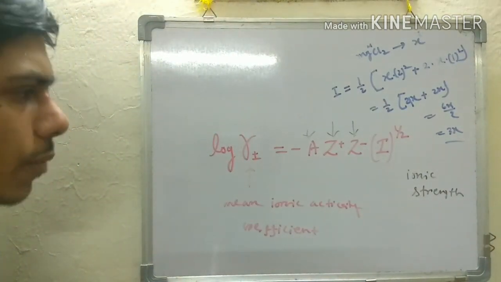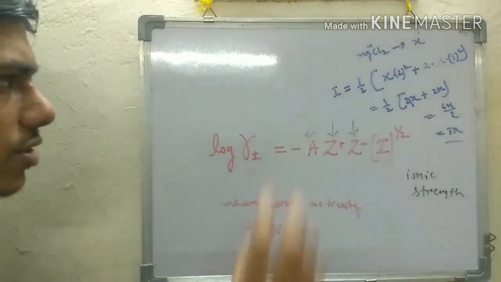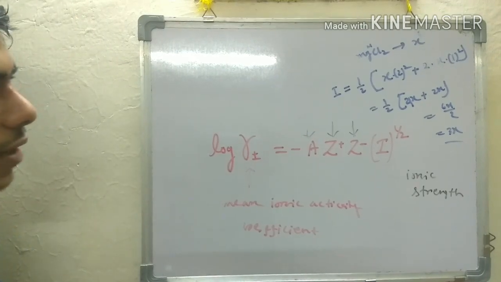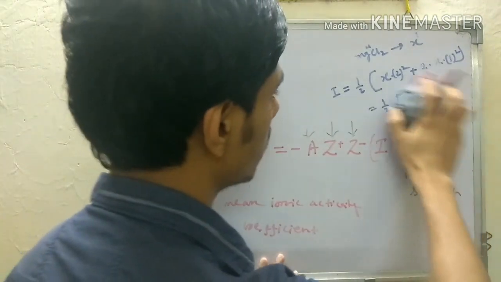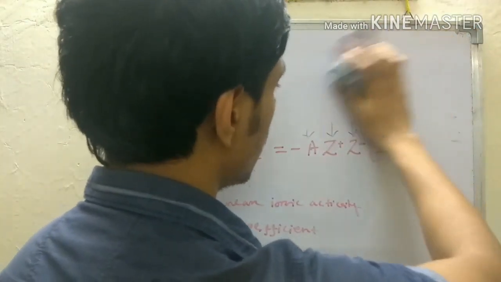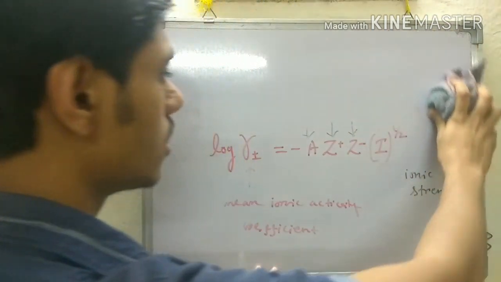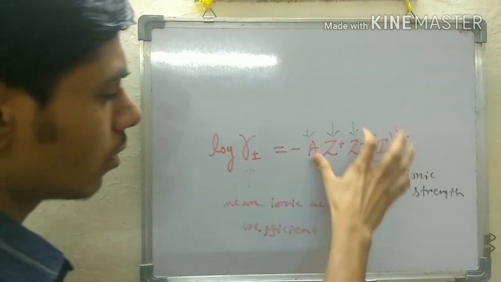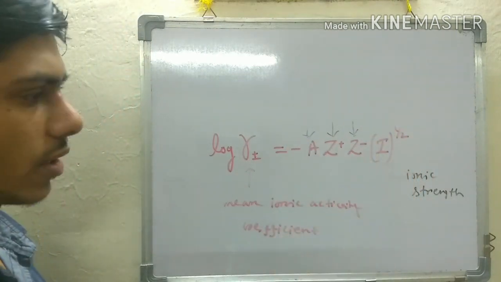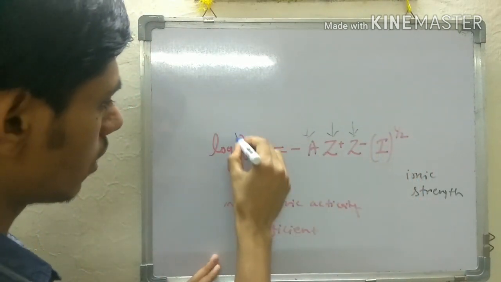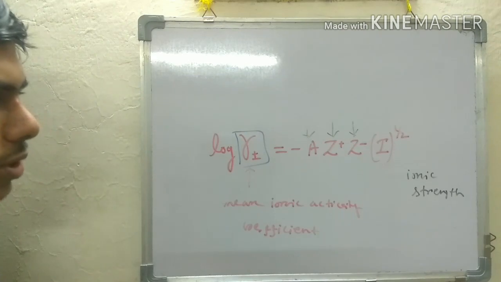So this is how you have to calculate the ionic strength of a particular solution, and these questions are frequently given in the CSIR exam or GATE exam. So this is very easy and you can easily get 2 marks from this. So this is how you have to calculate I, that is, ionic strength. And what about the mean ionic activity coefficient?